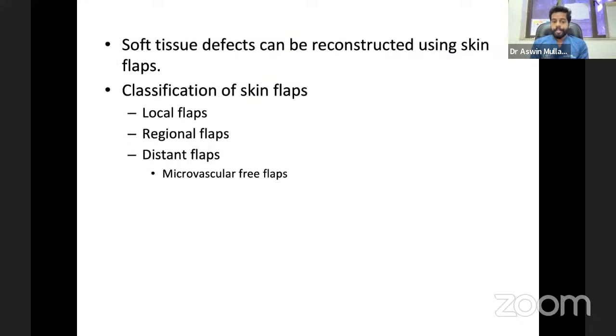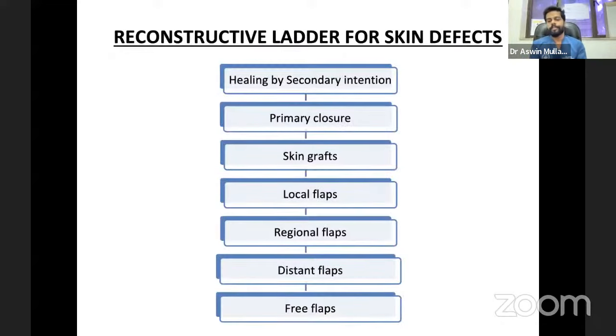Soft tissue defects can be reconstructed using skin flaps. Flaps can be classified as local, regional, then distant flaps, or microvascular free tissue transfer, where we take the soft tissue along with the blood vessels and anastomose them to the blood vessels around the neck. So this is a reconstructive ladder. The ladder starts from above, with healing by secondary intention in case of smaller defects. In small tongue primary lesions, we mostly do healing by secondary intention. We will not close the defect primarily.